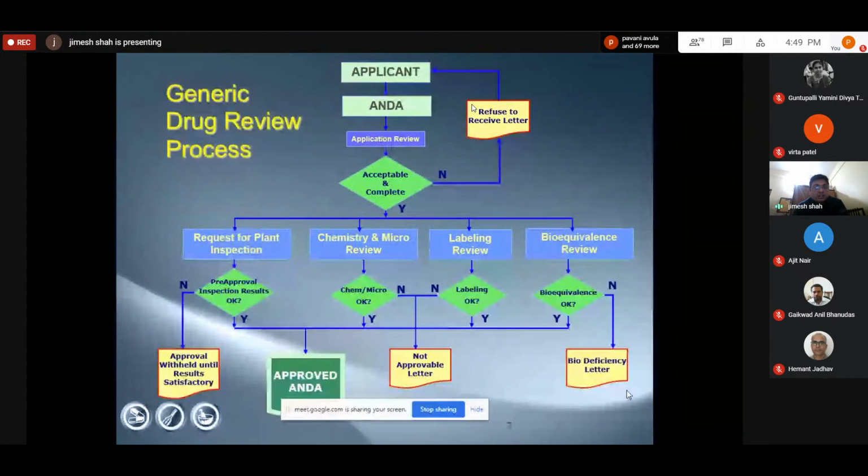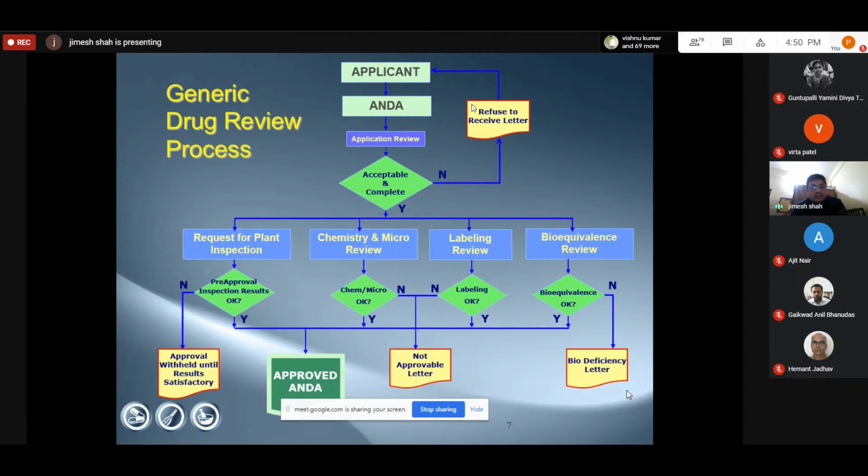Now, what is the generic drug review process? How will the FDA approve our dossier? These are the main flowchart steps that the FDA follows while giving approval. First we start with the applicant. The applicant is nothing but the industry. So the industry can file the ANDA, then it comes under the application review.